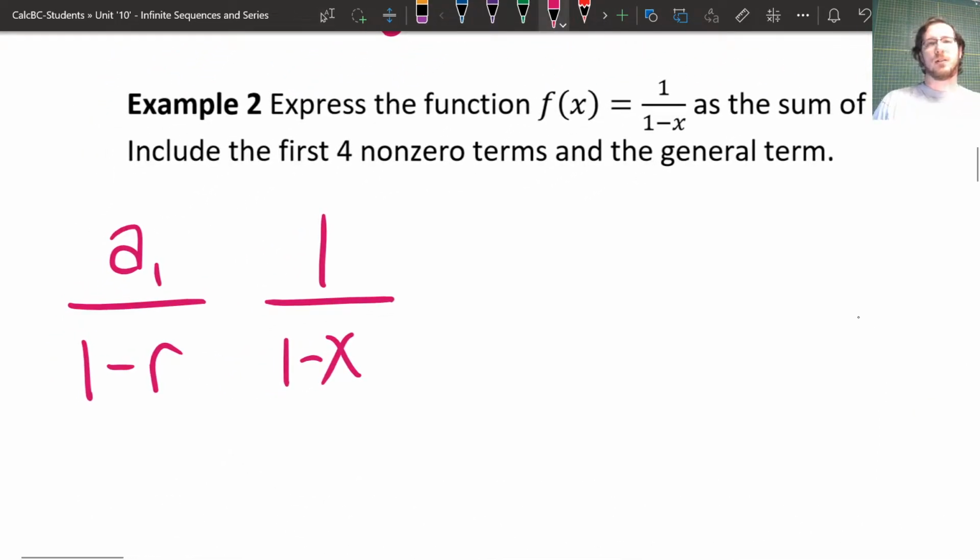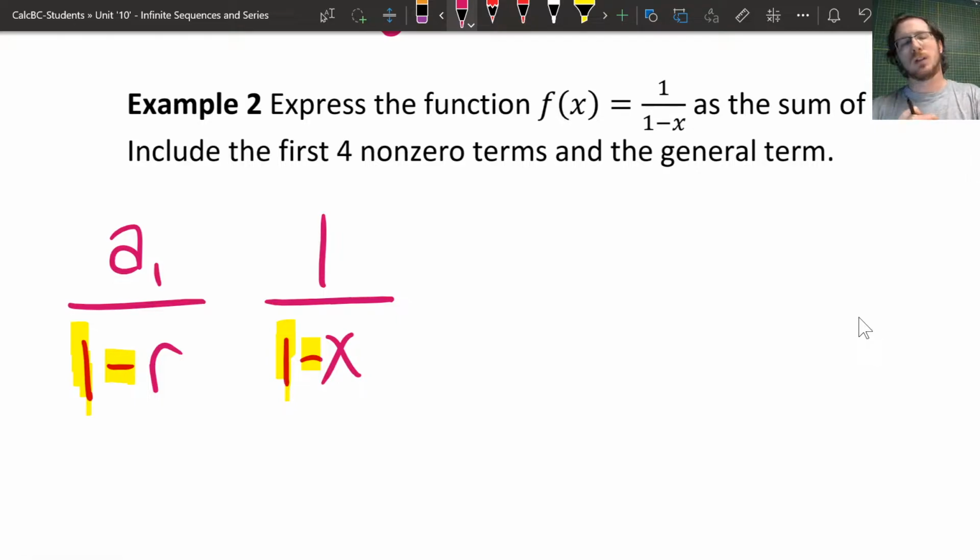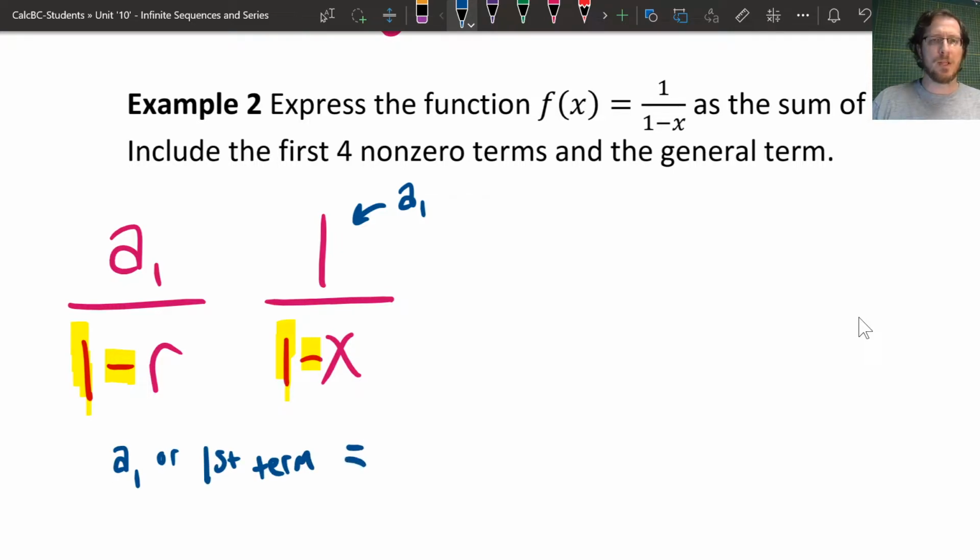So we can say the key parts of this are that we have a 1 down here in the denominator, and we're subtracting some value from it. We've got to have those when we're rewriting functions as the sum of a power series for a geometric series. So with this, my 1 here, that's going to be my first term. So a1, or first term, is 1.